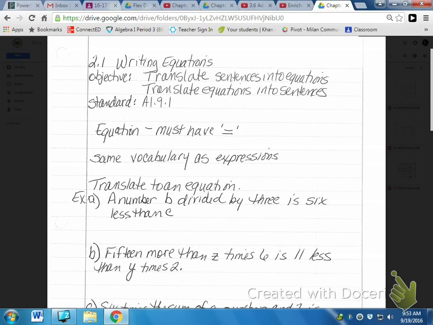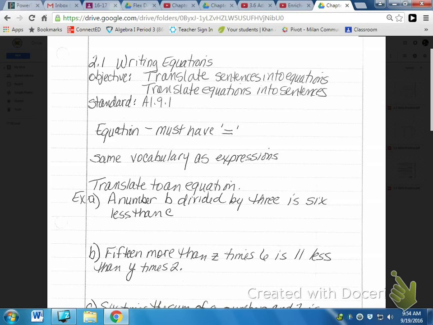Lesson 2-1, writing equations. The objective today is to translate sentences into equations and also to translate equations into sentences. The standard that's covered today is Algebra 1.9.1. We're going to start off with a couple of definitions. An equation must have an equal sign. And the same vocabulary that we discovered when we were writing expressions applies today.